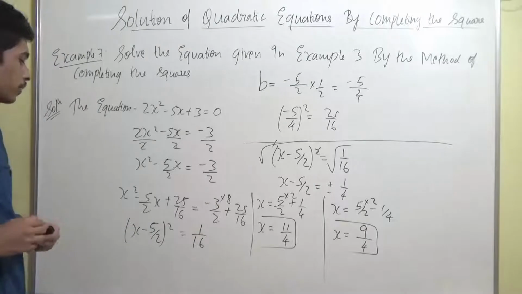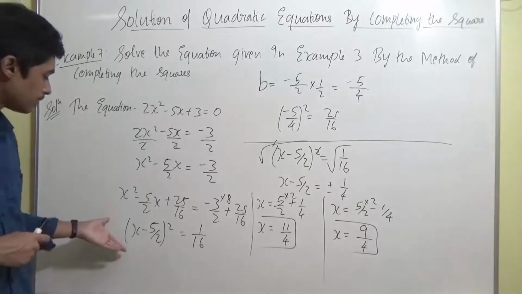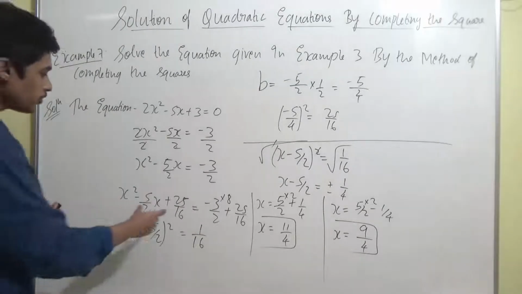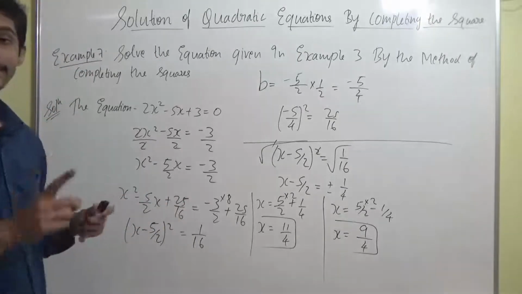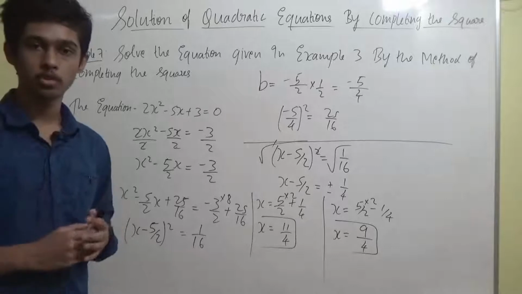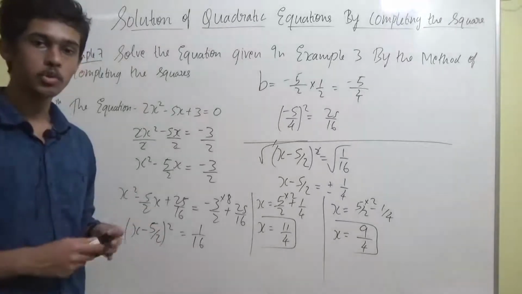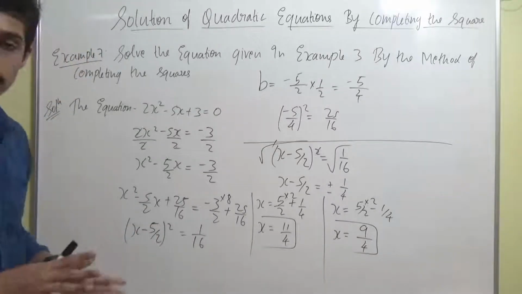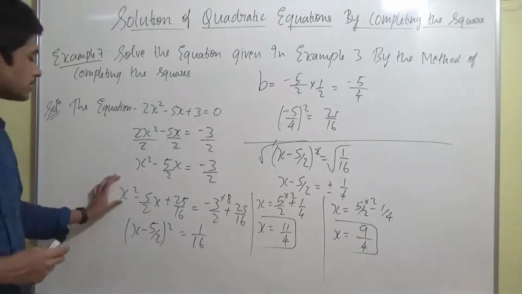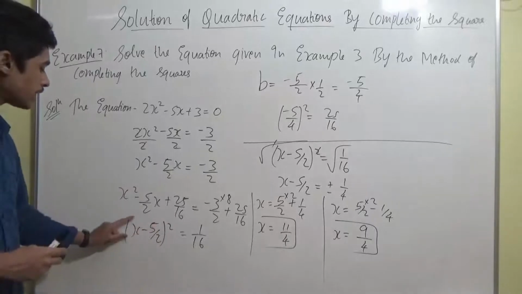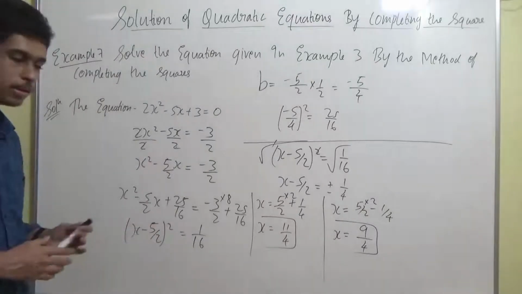Right. 25 by 16. Now what will happen? Now if you see, after this the entire LHS equation will look either like (a plus b) the whole square or (a minus b) the whole square. That's what usually happens, guys. That's what always happens. It will be like x minus some quantity whole square or x plus some number whole square.